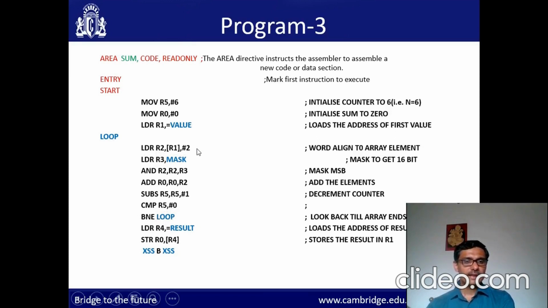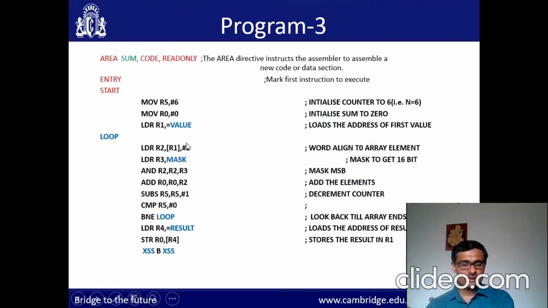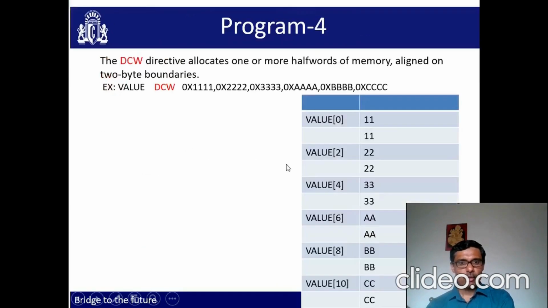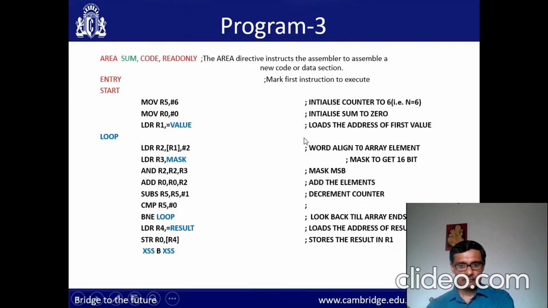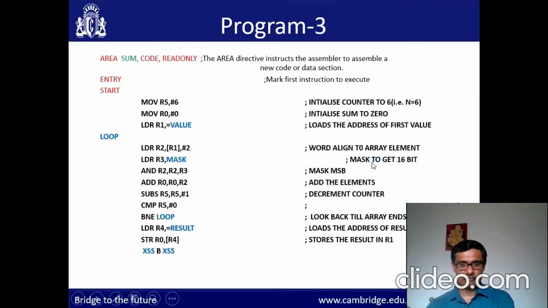What are you doing again? After the execution of this instruction, the first number you have already fetched from the memory. This 2 is nothing but post increment. That means first copy the data into R2, then increment the pointer. So the pointer is incremented from value 0 to value 2. So this is a pointer. Now we are copying the second 16-bit number to R2.